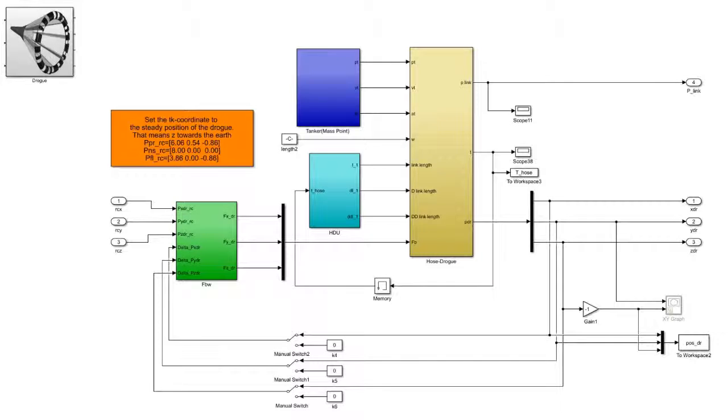Next, the drogue model is focused. It contains 4 main parts: the bow wave effect, the tanker model, the HDU module, and the link-connected hose-drogue model.